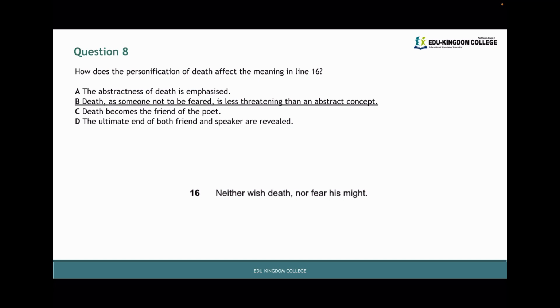This best aligns with B, because it tells us it's someone, right? So someone not to be feared, so that takes that off, and is less threatening than an abstract concept. So that means that we shouldn't fear it, and we should just accept it if it does happen, and also not wish it upon other people. So for question 8, the answer would be B.